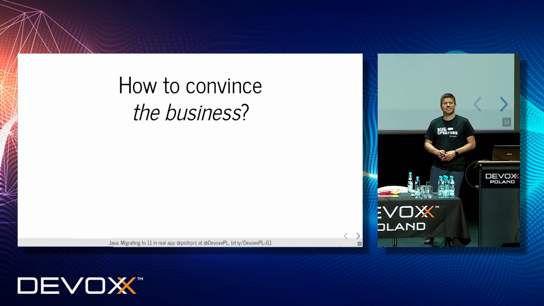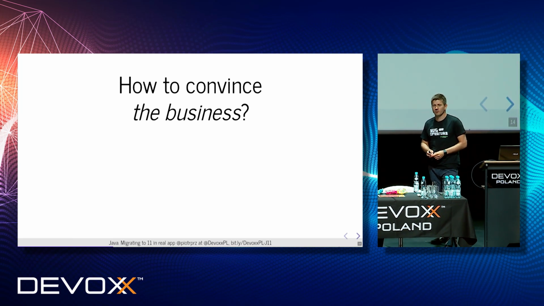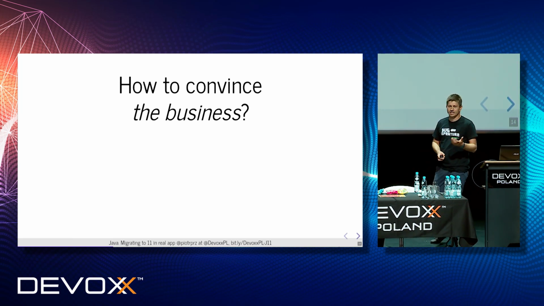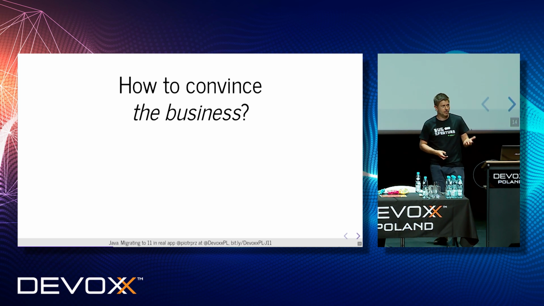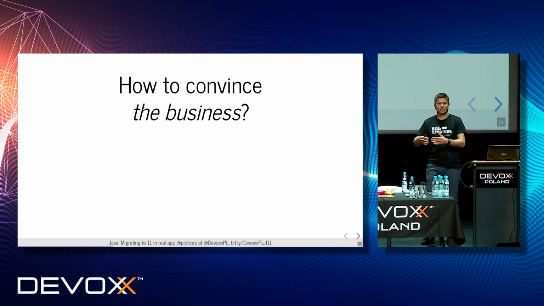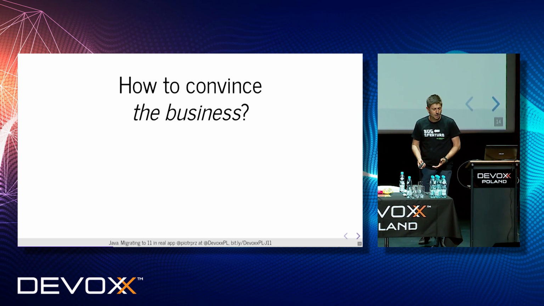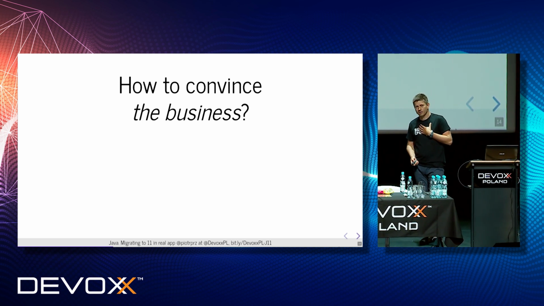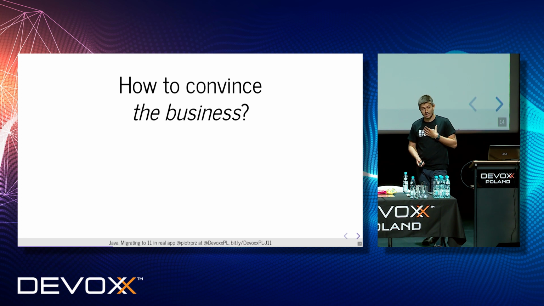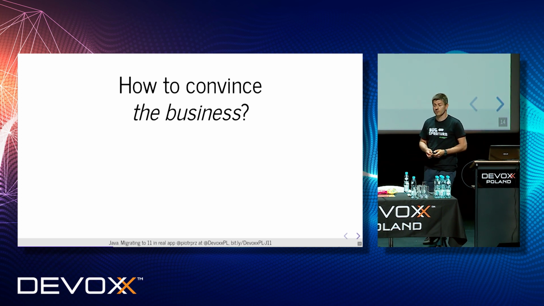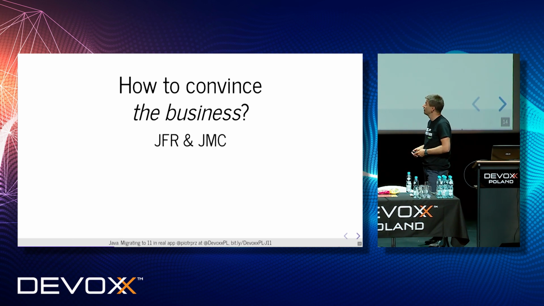So how to convince the business? Let's be realistic for a moment. If you'd like to do something, you need to get the budget, you need to get the time, the manpower, and so on. So before you start actually migrating, you need to convince someone to give the money and the time for that, right? So in my opinion, there are at least a few valid arguments or benefits from migrating to Java 11. I use them, they work, here they are.